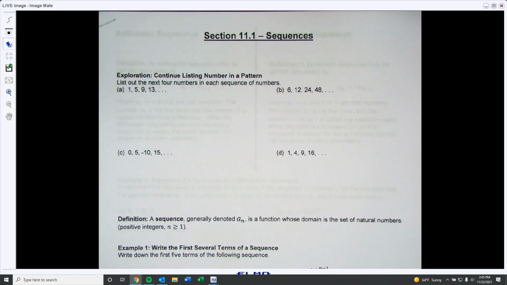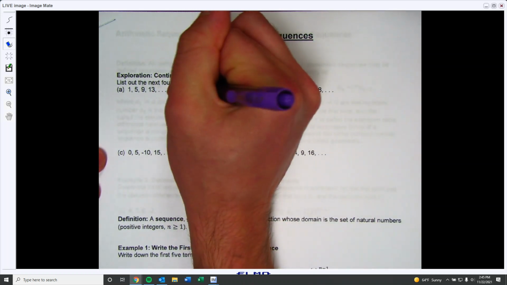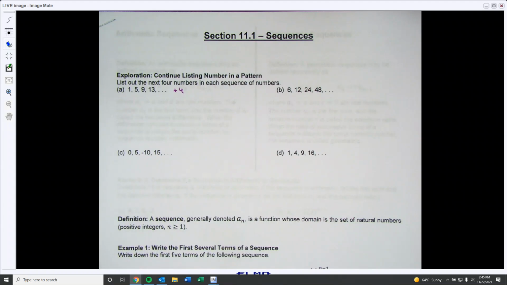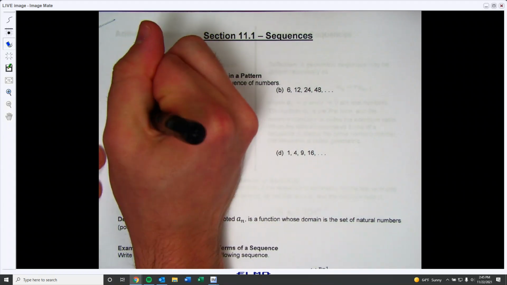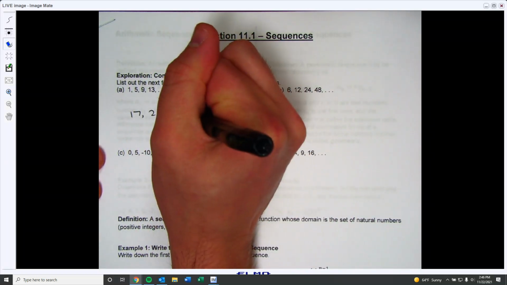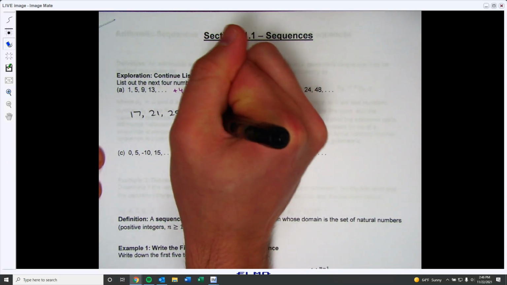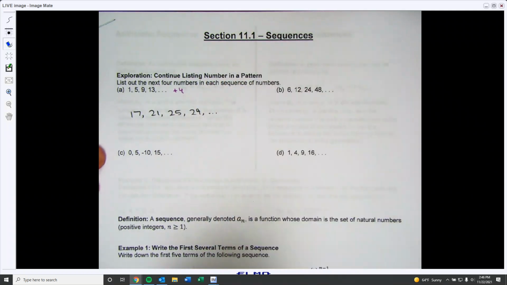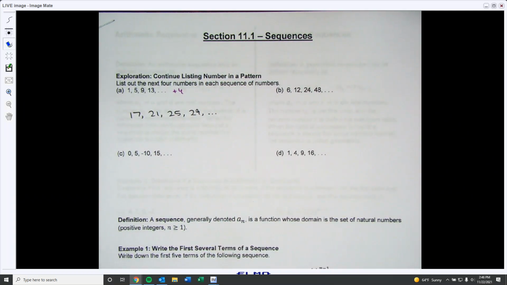What I see going on right here is to get from my first number to my next number, I have to add 4. That is how my pattern is defined. So if I leave off on 13, adding 4, my next number is going to be 17. Adding 4 again, we get 21, and then we get 25, and then we get 29. And then we'll put dot, dot, dot to say that the pattern continues. So here we started with a sequence, we identified the pattern, and then we used that pattern to extend the sequence out 4 more.